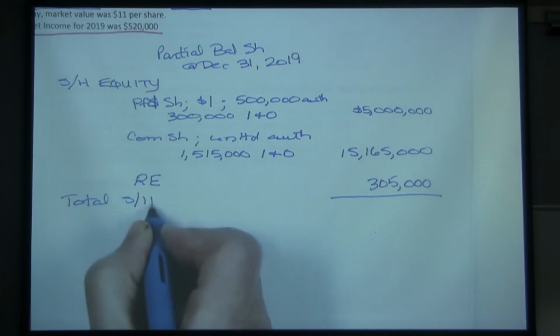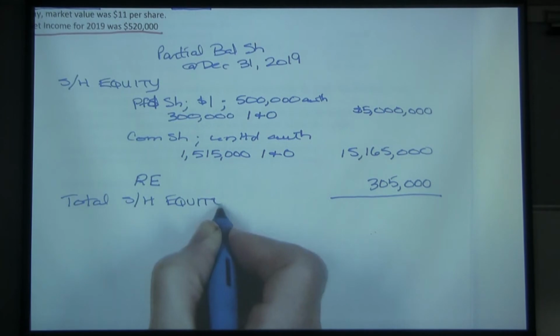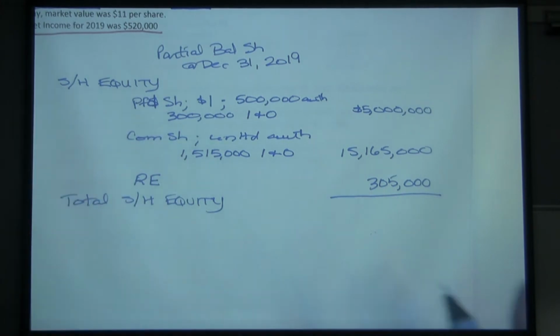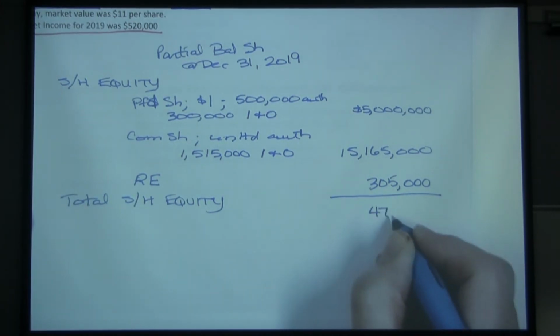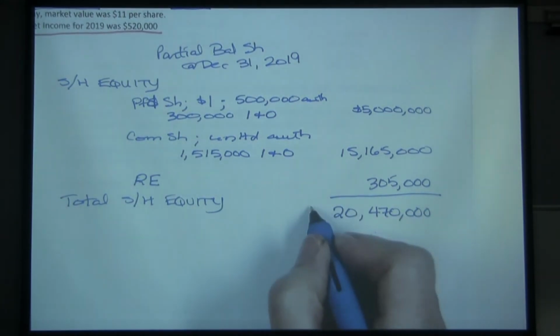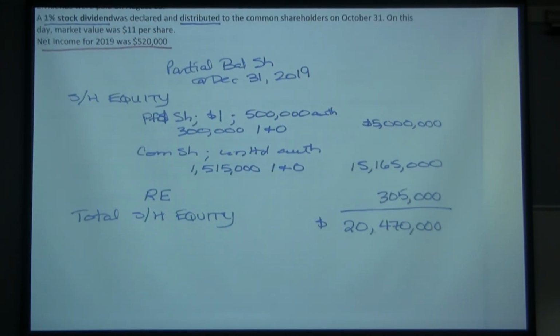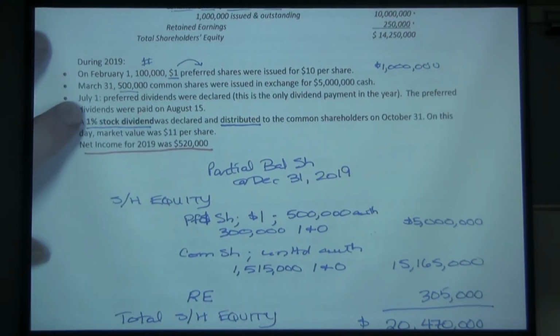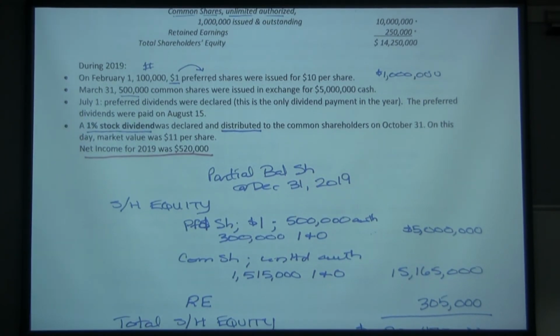So total shareholders' equity will be $20,470,000. Okay, so that is our first example for the shareholders' equity section. The only item that we have not done in our journal entries would be a common share dividend.